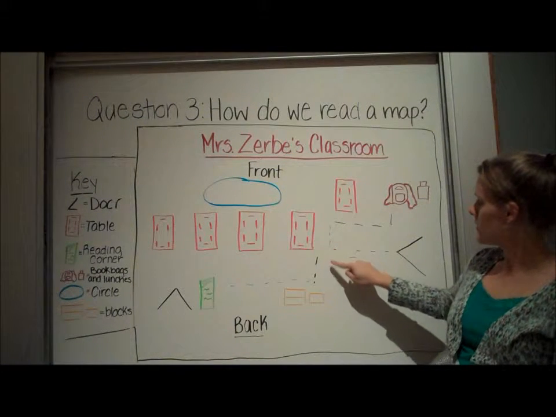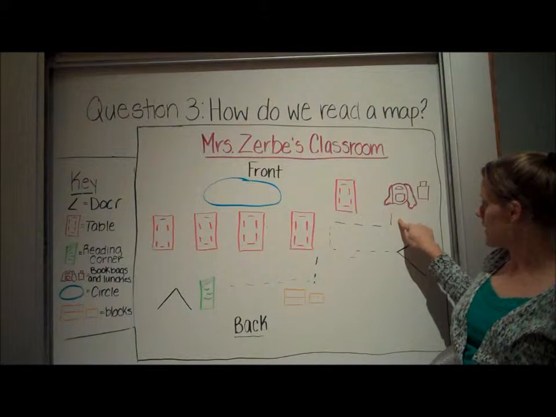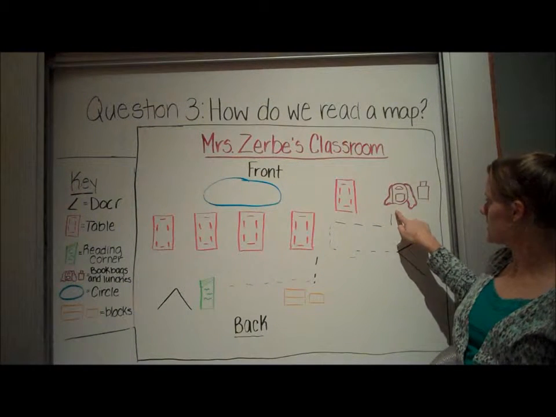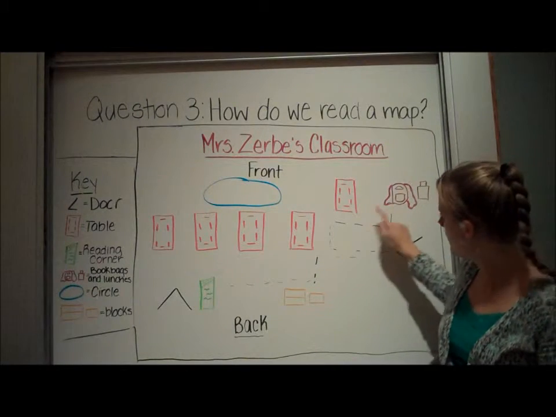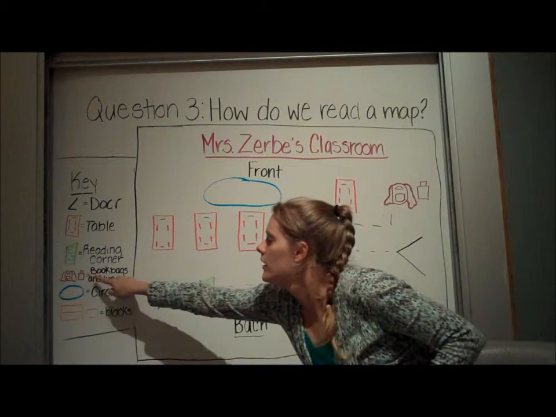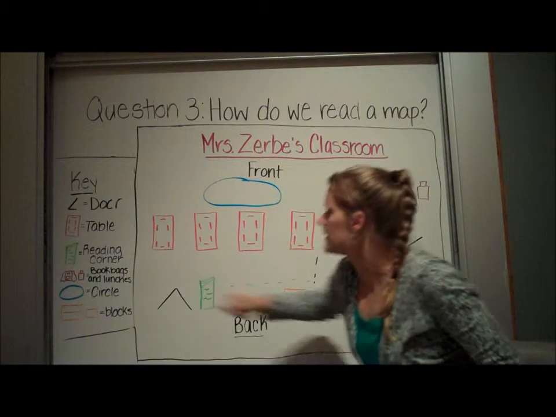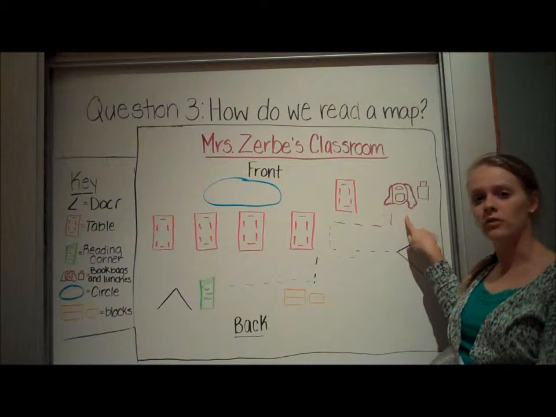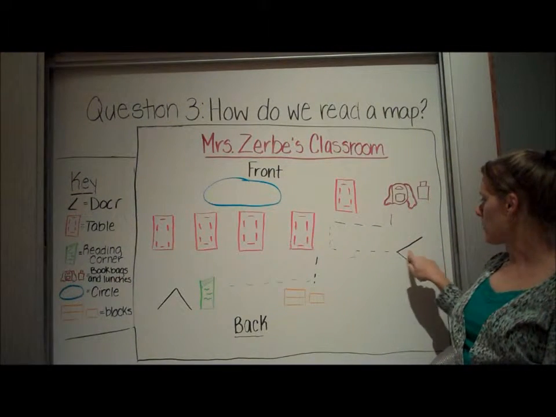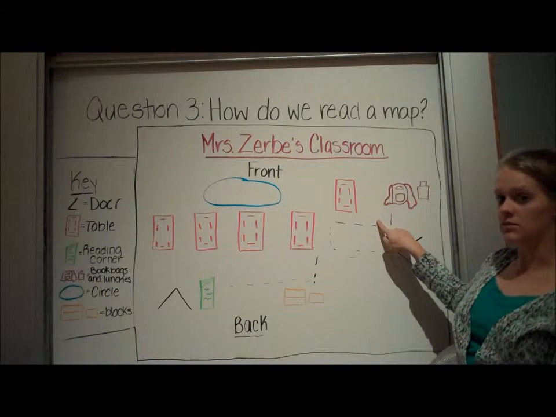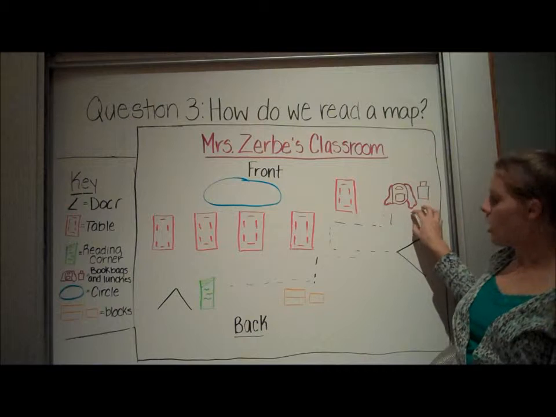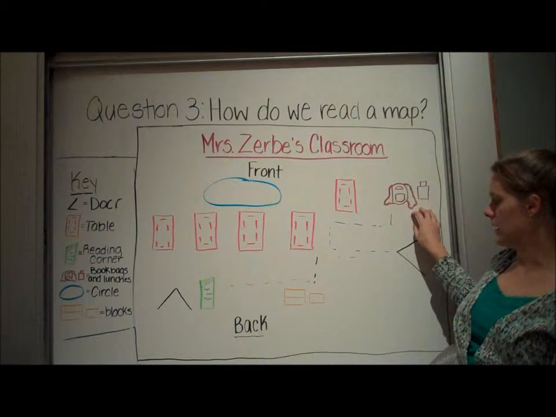Then, if you were to go back around over here, you're going to come to this purple looking thing. I'm again going to go look at my key and find the same symbol, and it says book bags and lunches. So I know, looking at the map, that if I were to come in through the door and go up towards the front of the classroom, I would see all of your book bags and lunches.